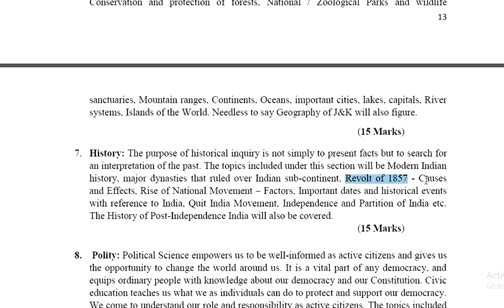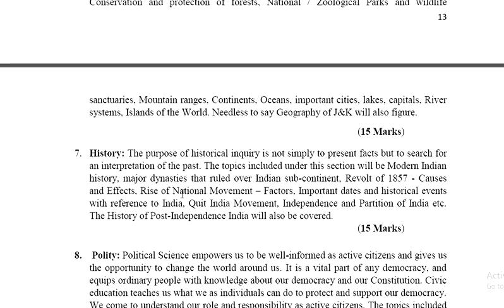Questions have been asked from the Revolt of 1857, and it's expected that some of them will be asked here too. Causes and effects. Read it thoroughly. Study about it thoroughly because it's going to be asked in the exam for sure. Rise of national movement. So it's in the ambit of the Revolt of 1857. Factors, important dates, historical events. Important dates, I'm not sure. Historical events, a couple of them will be asked. Quit India movement, independence and partition of India, etc. The history of post-independence will also be covered.